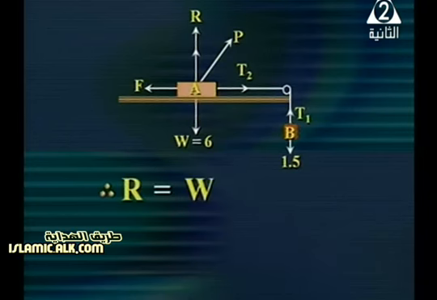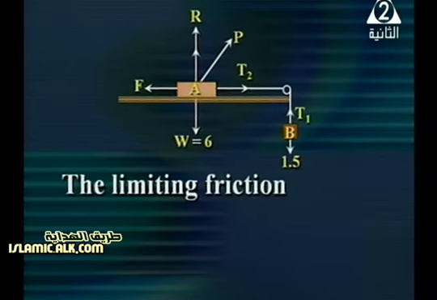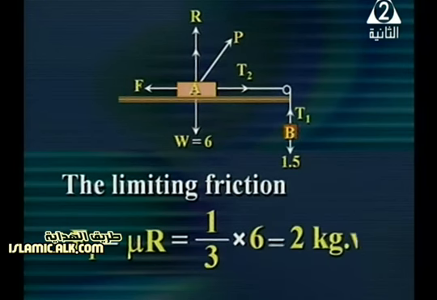In the second equilibrium equation, R equals what? W. What is W? 6 kilogram weight. Then the reaction force equals 6 kilogram weight. The limiting friction equals mu R. What is mu? One third. What is R? 6. If we multiply one third times 6, it equals 2 kilogram weight.